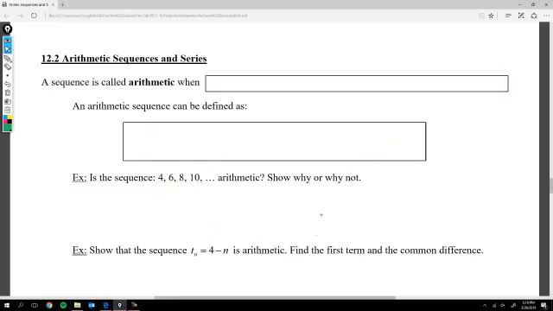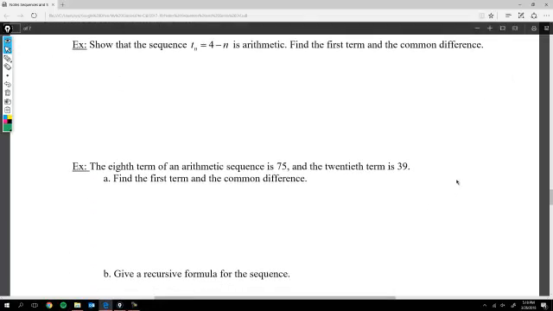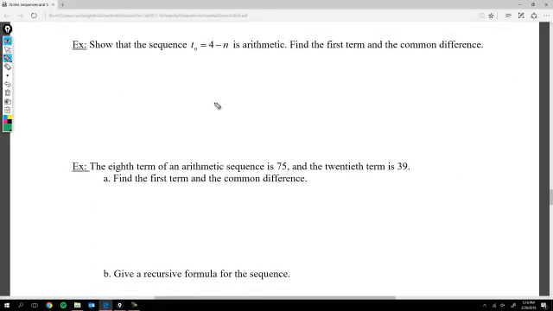Next, I am asked to show that this given sequence is arithmetic. First, I need to find my first term, which is what we just talked about. If I plug 1 in, I get 4 minus 1, which is 3. And just to see, I'm going to find my second term.